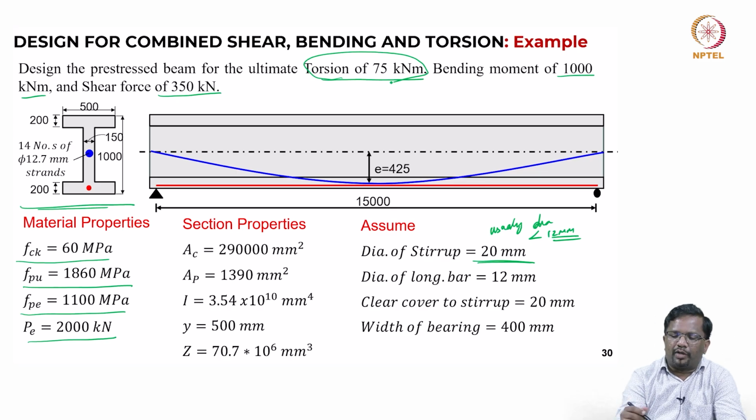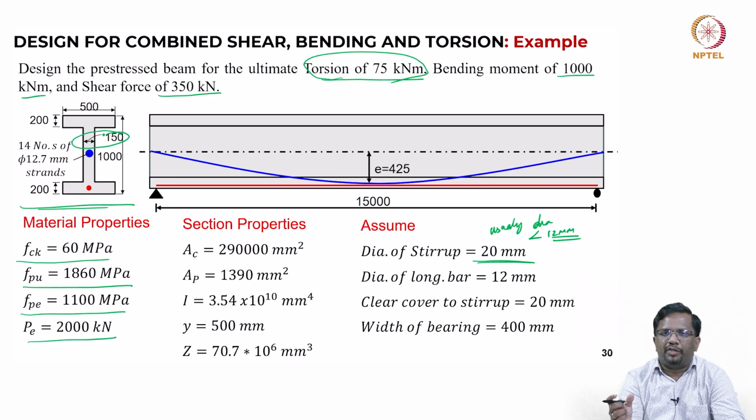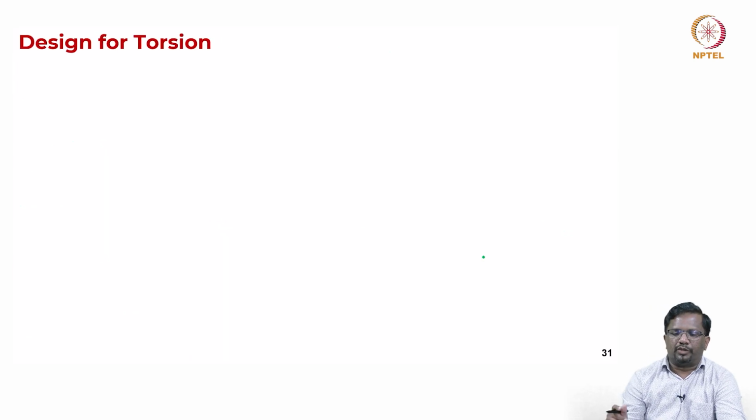So, one way to tackle this is maybe I can increase the web width also, that will help to an extent. But let us say usually we do not provide 20 mm, but if the demand is so high, then we have to specially order it, fabricate it, bend it and put it in the site. Okay. So, let us go to the design for torsion.